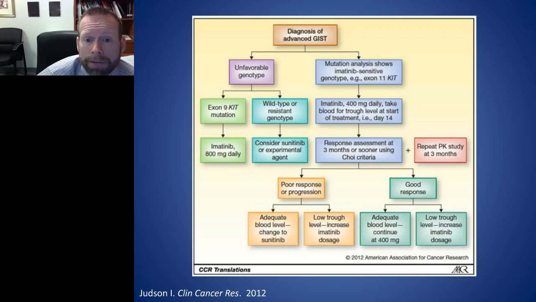Now, if you diagnose somebody with the tumor and they find the mutation analysis that shows a favorable genotype, then it suggests, well, let's start with imatinib. And here's where the complementary part takes place.